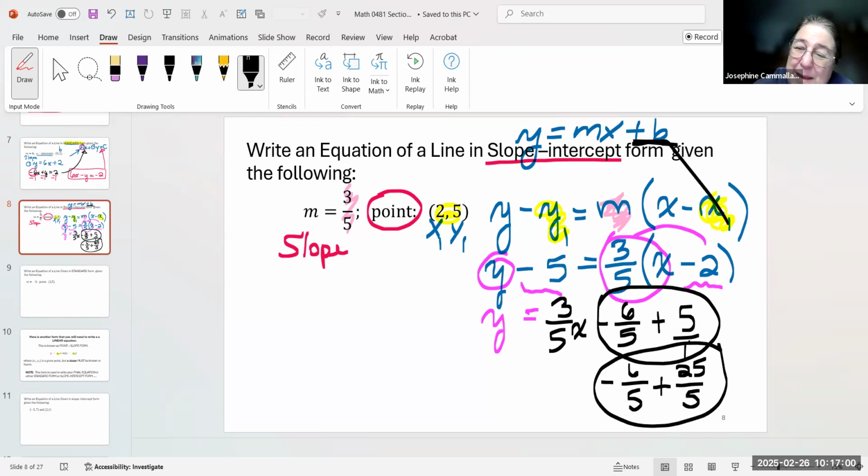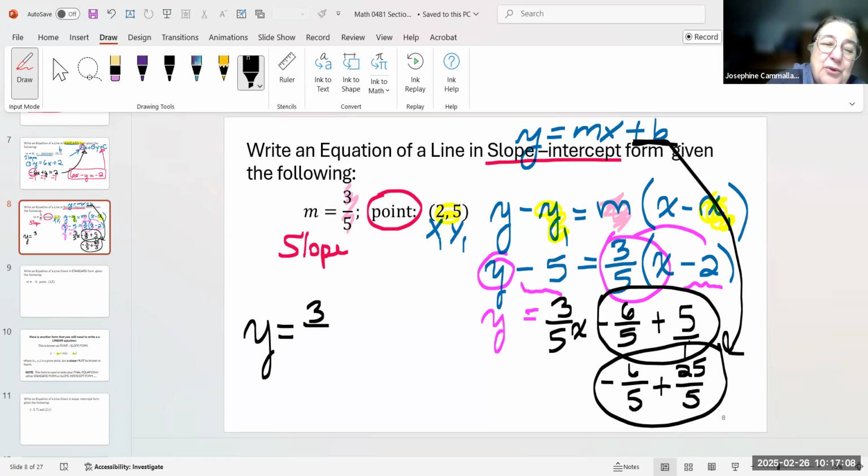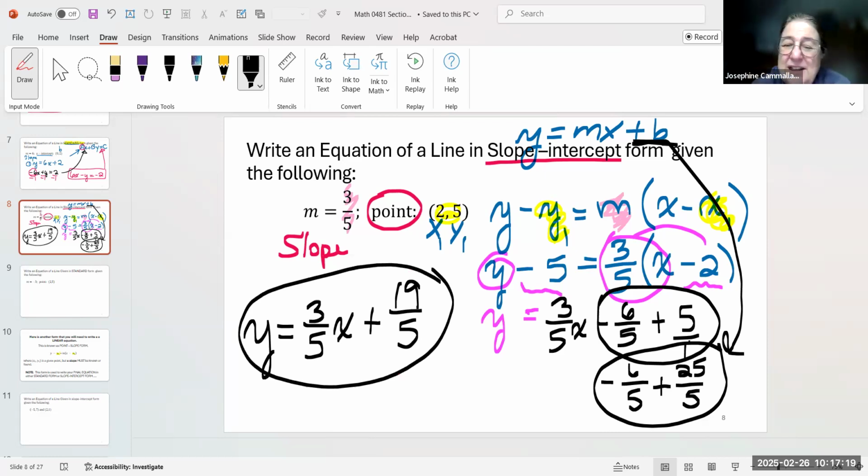This is my b term, which means my equation is y is equal to 3/5 x plus 19/5. That's my answer. And remember, slope-intercept can have fractions. Standard form can't have fractions.